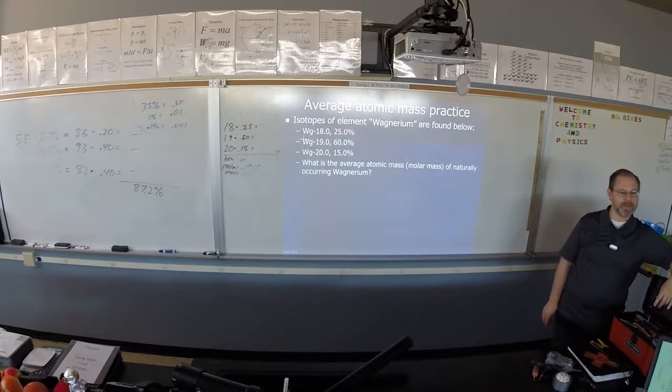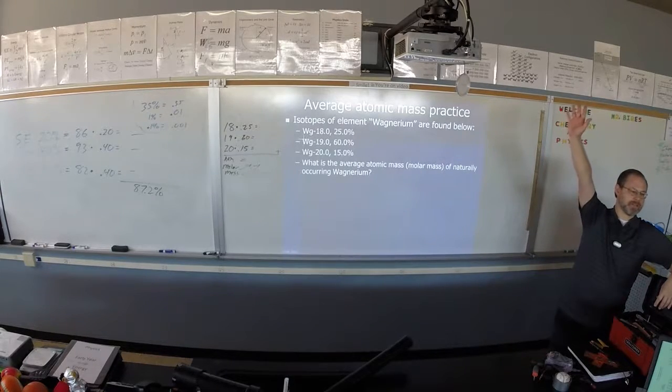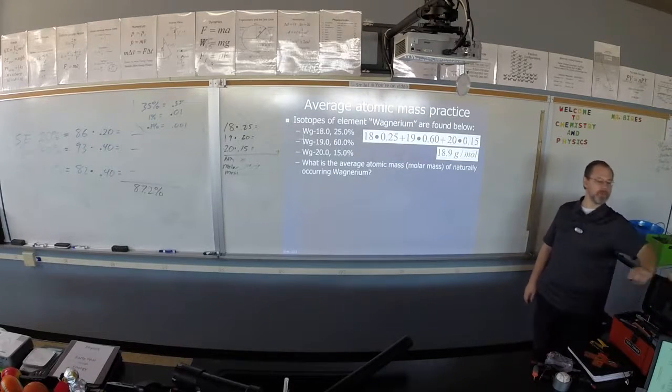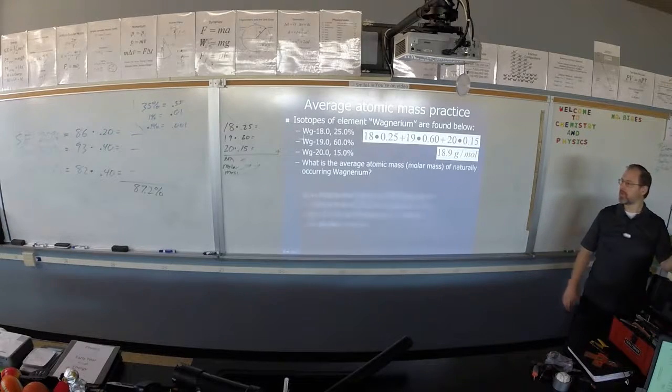All right. If you got a number larger than 18, raise your hand. If you got a number larger than 19, raise your hand. Oh, good. So you added all the pieces together and you got 18.9 grams per mole? Yes. Yay. Okay. One more before I hand out the worksheet.